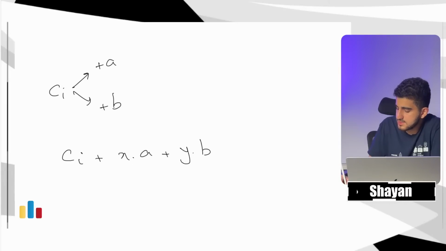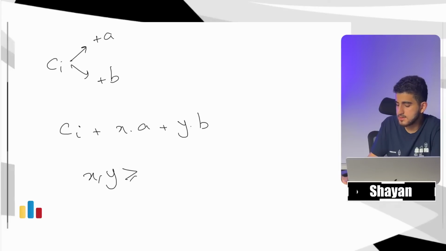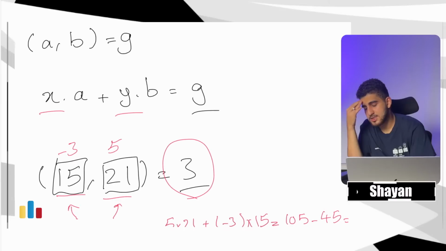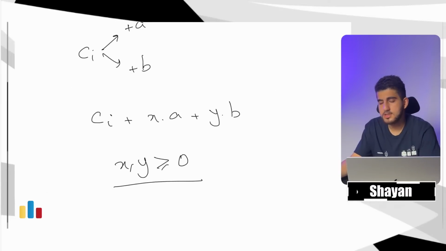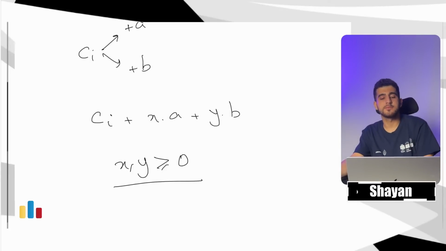The only difference is that in this case X and Y still are integers, but they must be non-negative. They cannot be negative like here. In here we assumed that X and Y can be negative as well. But in this problem X and Y are not going to be negative. But that's okay. We will see that doesn't cause any problem in here.